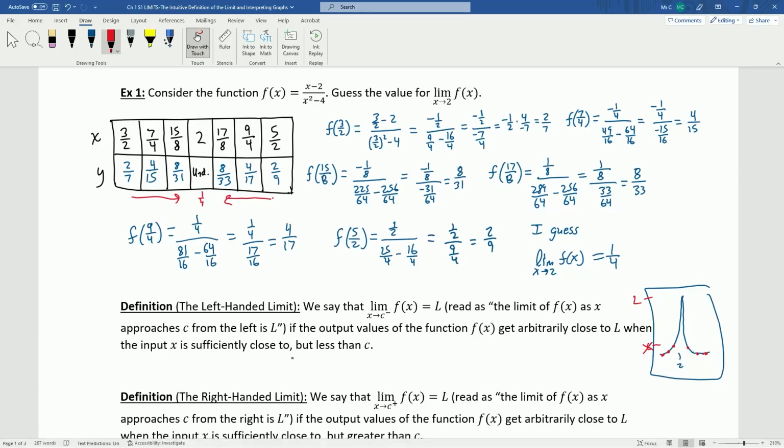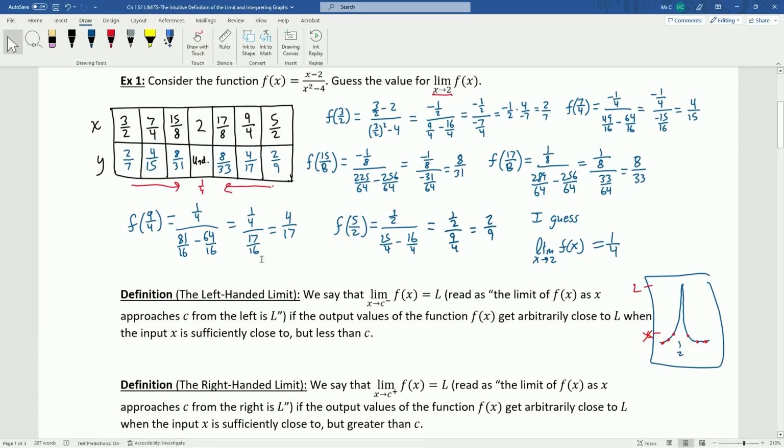So again, this is not a rigorous approach. I just want you all to see the basic idea of what's going on, that as your x values get closer to the place where you are taking the limit, the y value gets closer to this value L, we call it, or 1/4 in this case. Okay, so again, back to the graphs.